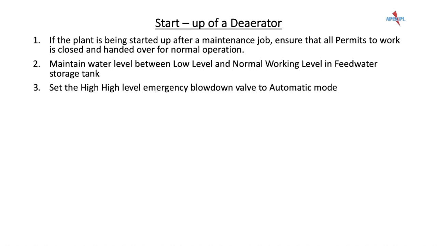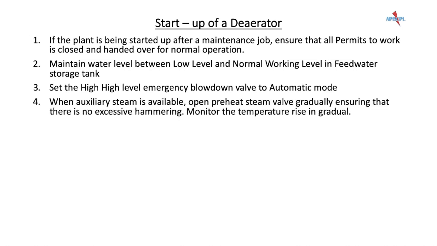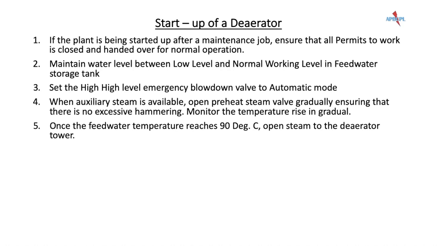Set the high level emergency blowdown valve to automatic mode, if provided. When auxiliary LP steam is available, open preheat steam valve gradually, ensuring that there is no excessive hammering. Due care must be taken as excessive hammering can result in damage to piping, flange joints and structural. Monitor the temperature rise of feed water as gradual. Once the feed water temperature reaches 90 degrees centigrade, now steam to the Deaerator tower shall be started.